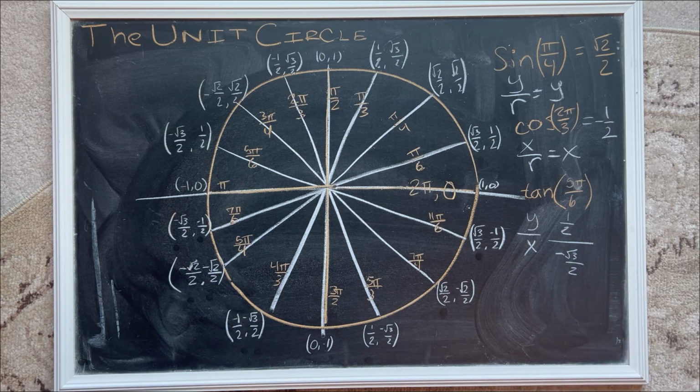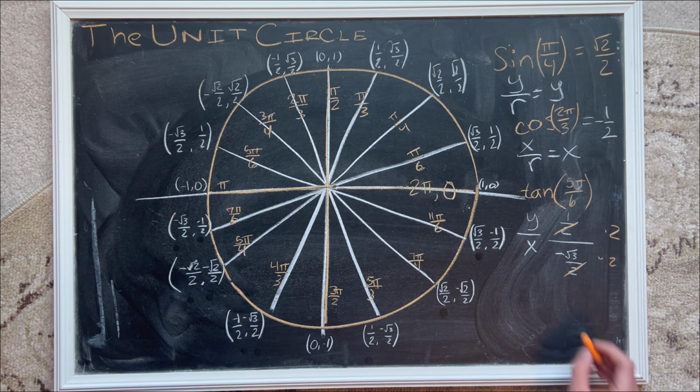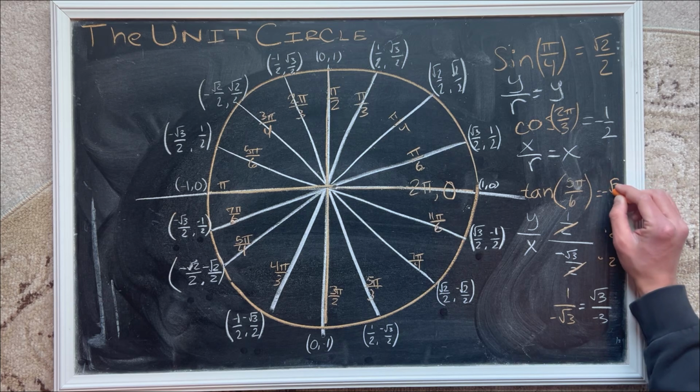All right. Now when we have two things over the same denominator, we can remove that denominator by multiplying by 2 here and 2 here. So we get 1 over negative root 3. Let's rationalize. All right, and that is our answer. It is negative root 3 over 3.